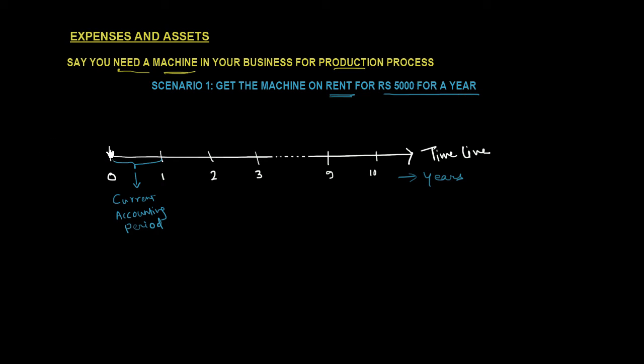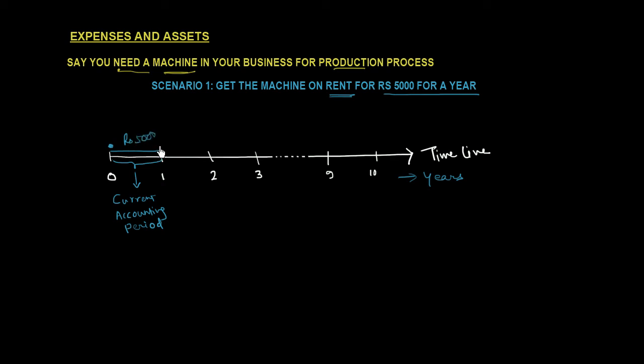At this point we enter into an agreement with the owner of the machine to rent the machine out to us for rupees 5,000 a year, so that we can use it for this period. And for using the machine for this period, we will have to pay a rent of rupees 5,000.